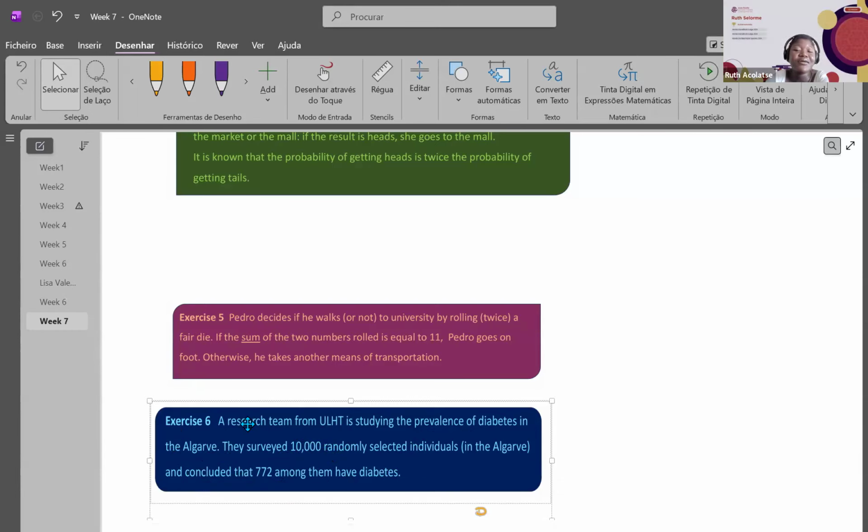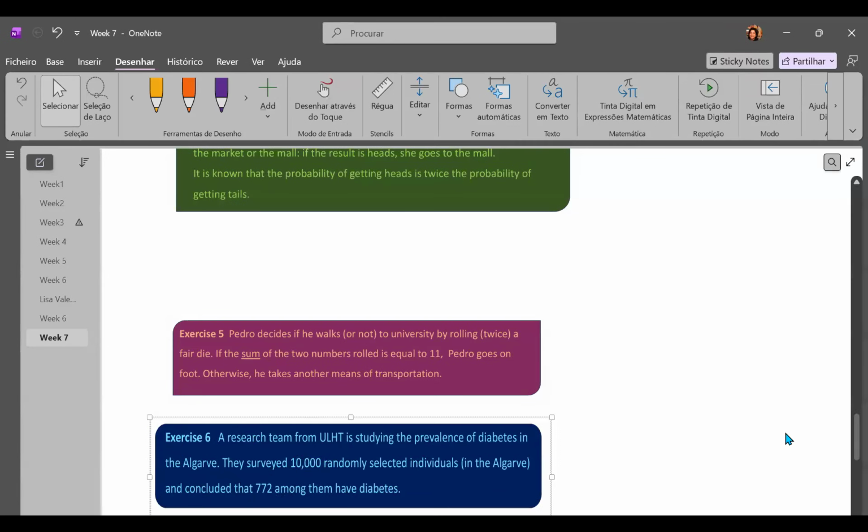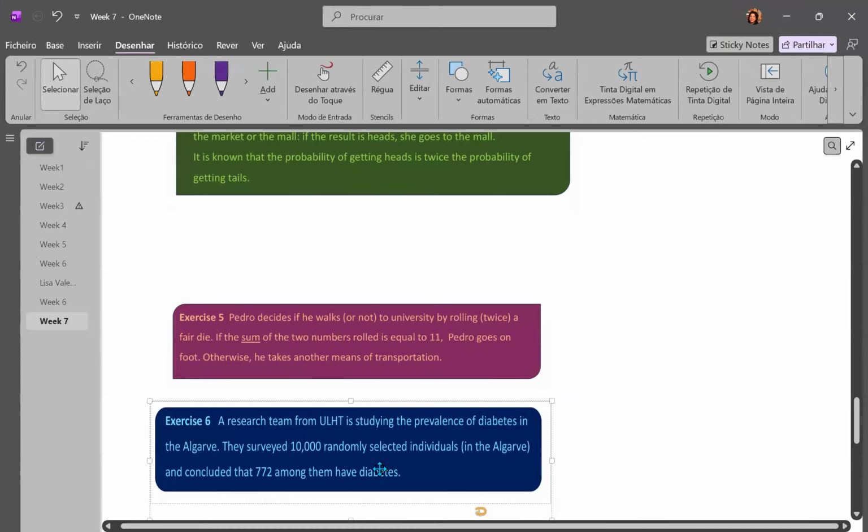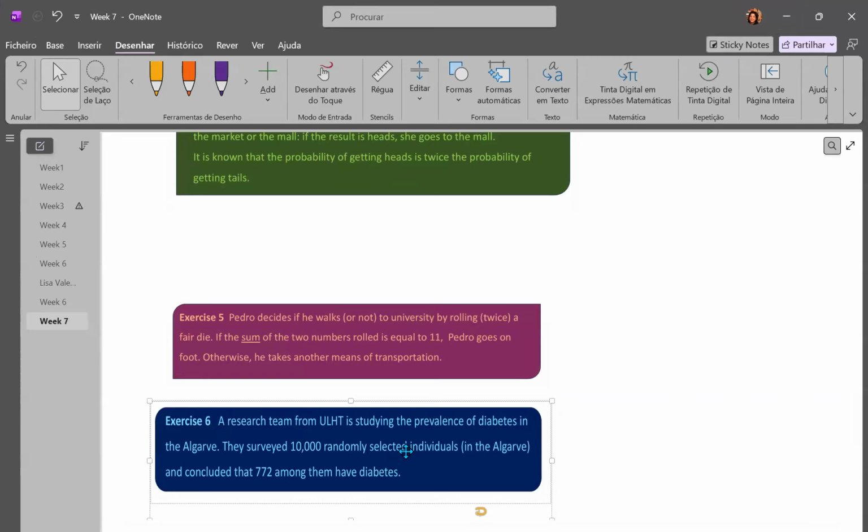I think the entire region. Buhari, do you think that the problem of the research team is among the 10,000? Yeah, that's the sample, but maybe they're going to make inference for the whole population. I'm not sure. Yes, very good. So you're telling me that these 10,000 people that we have here are simply a sample of the entire population. The entire population is everyone that lives in the Algarve, right?